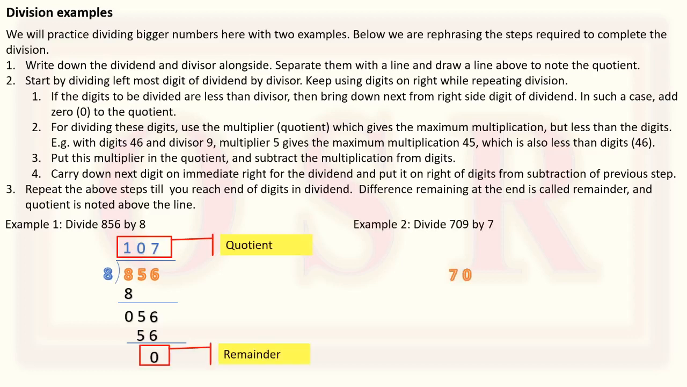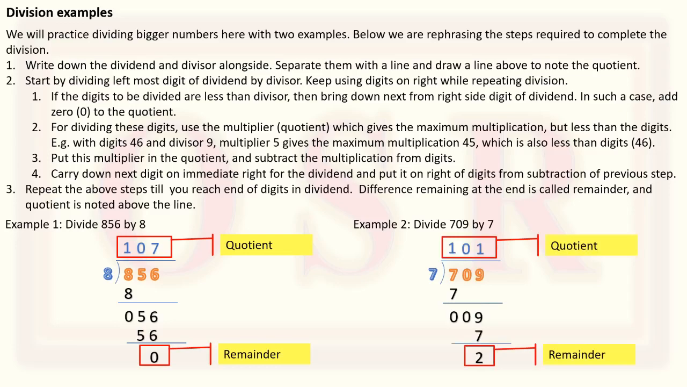Example 2, divide 709 by 7. Again 7 ones are 7, we carry down 0 but we cannot divide, so we have to bring down 9, but this time put 0 in the quotient. Okay, 7 ones are 7, so 2 we get. So 101 is the quotient and the remainder is 2.